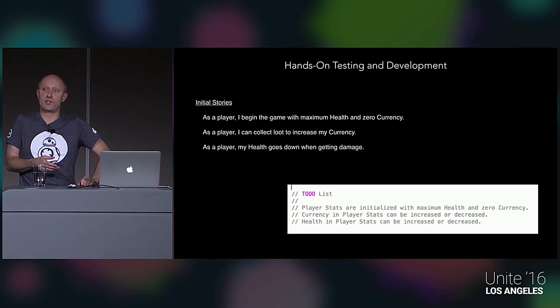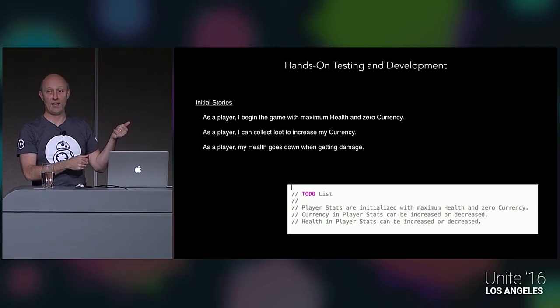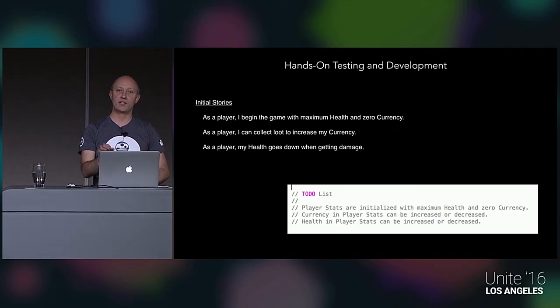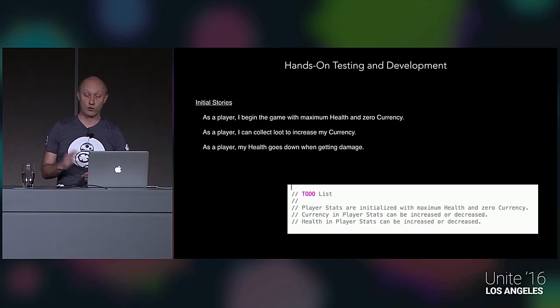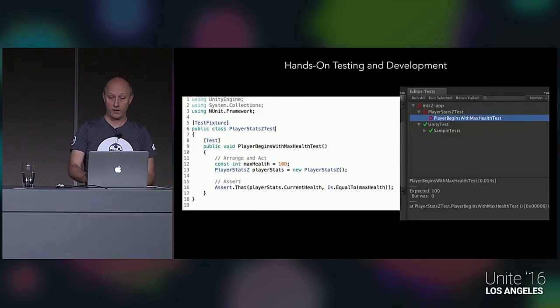The reason is because a player is an object within Unity and has a lot more going on than just the part that I care about right now. What I care about at this point are the player stats. So I'm going to think about my tests in terms of a player stats class. I can rephrase this and say that the player stats are initialized with maximum health, 0 currency. Currency in player stats can be increased or decreased, and the health in player stats can also be increased or decreased. So those are my initial to-do items.